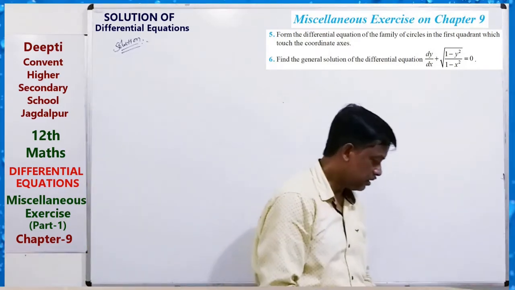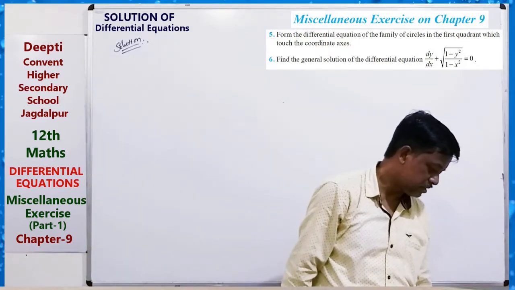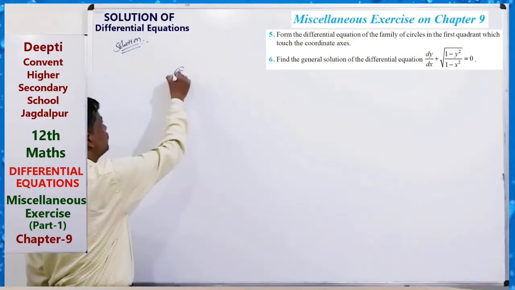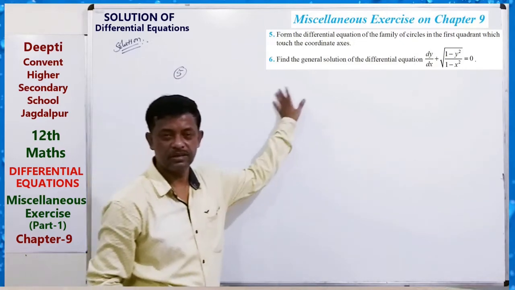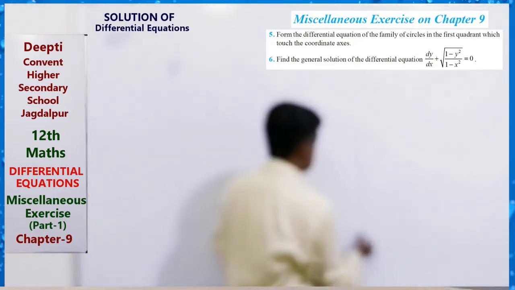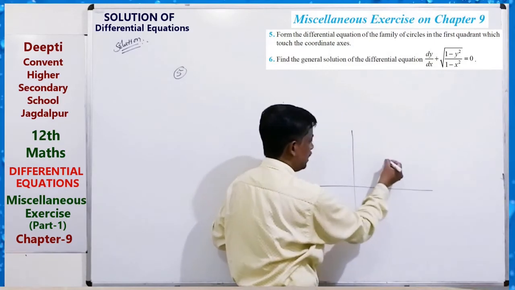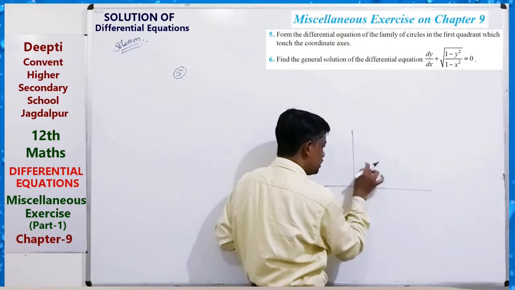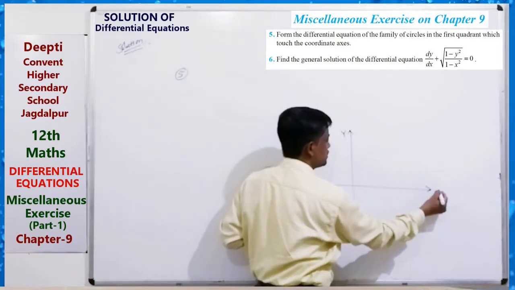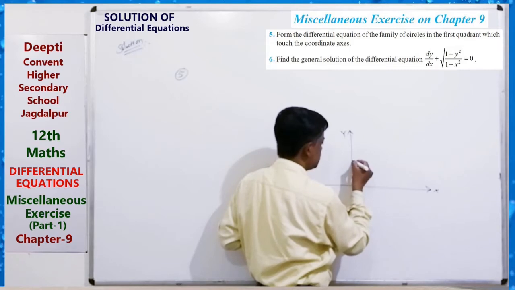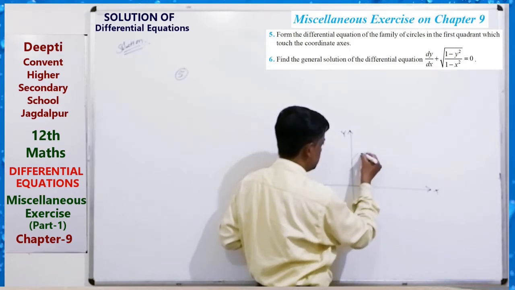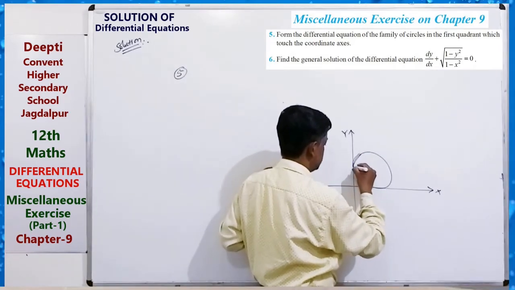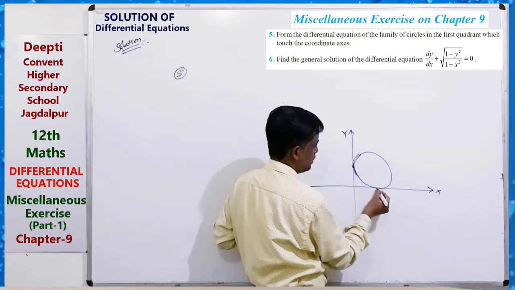Just for giving a hint: form the differential equation of the family of circles in the first quadrant which touch the coordinate axes. Here also, in question 5, we have to form a differential equation. The first quadrant is this: this is the y-axis, this is the x-axis, and touching means a circle touching here and here also.